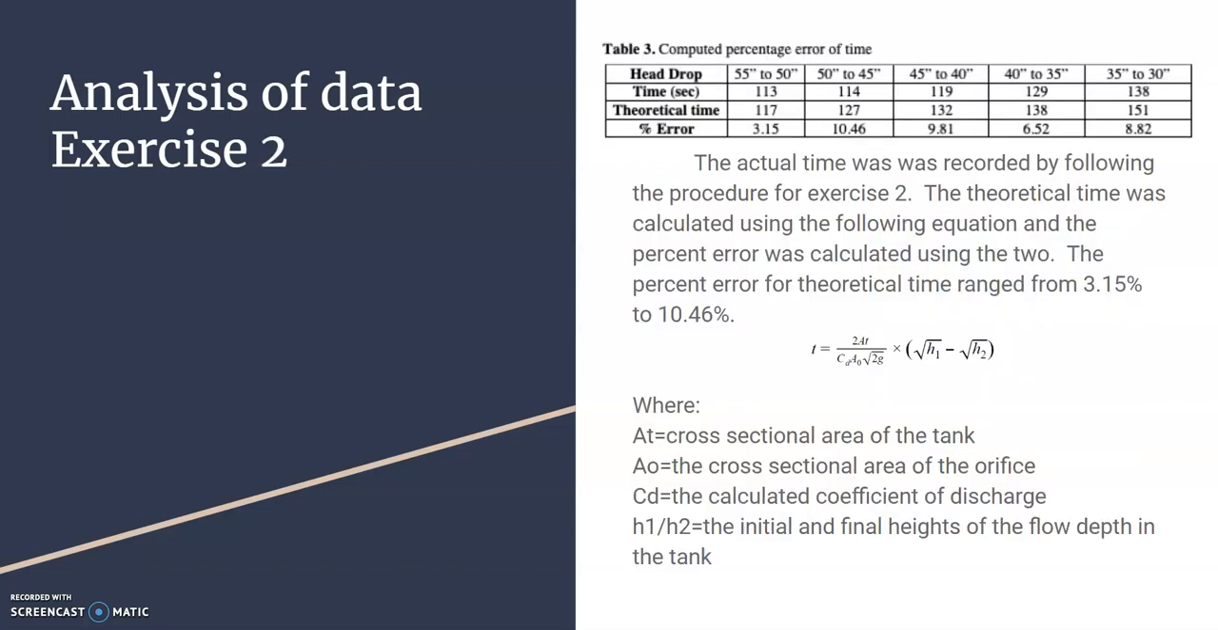The following is the analysis of data from exercise 2, in which we calculated time. We calculated time and measured time. The theoretical time was calculated using the following equation, and the percent error was calculated comparing the two. The percent error for the theoretical time ranged from 3.15% to 10.46%.